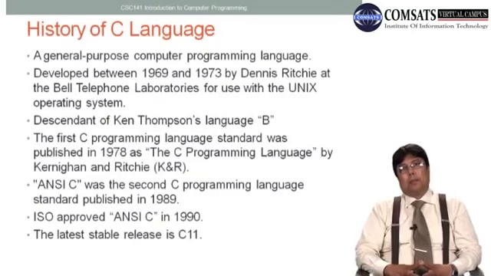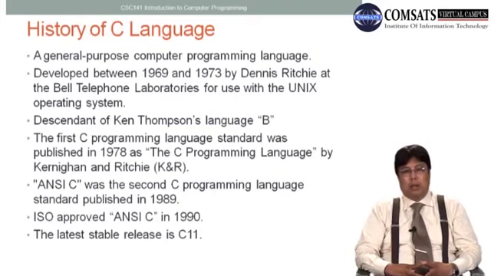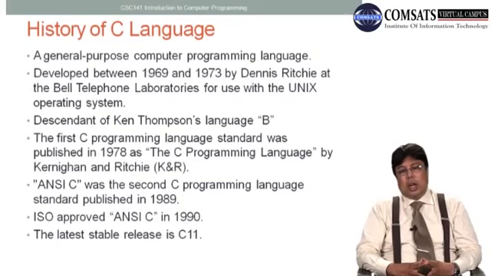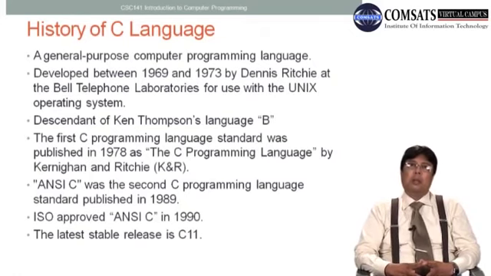So we have finally selected the C language for this particular course, which is a general purpose computer programming language. It was developed in 1969 when Dennis Ritchie and Ken Thompson developed an operating system called Unix. The first version of Unix was developed in assembly language, or some part in Fortran.